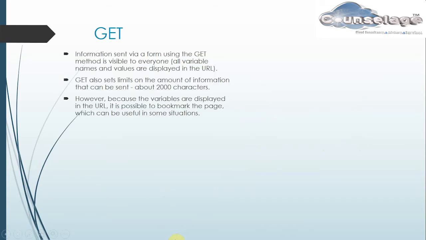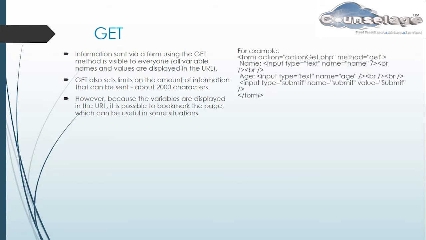GET. Information sent via a form using the GET method is visible to everyone. All variable names and values are displayed in the URL. GET also sets limits on the amount of information that can be sent, say about 2000 characters. However, because the variables are displayed in the URL, it is possible to bookmark the page, which can be useful in some situations. For example, form action get.php and the method is get.